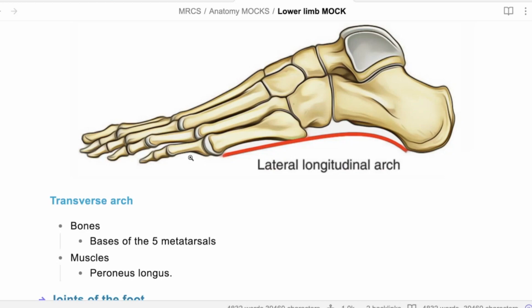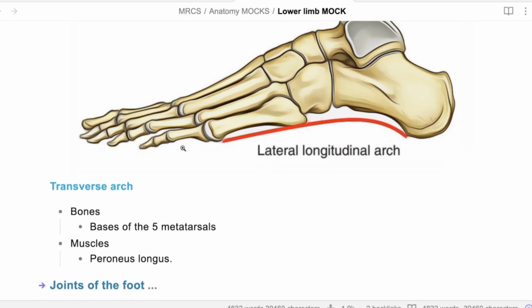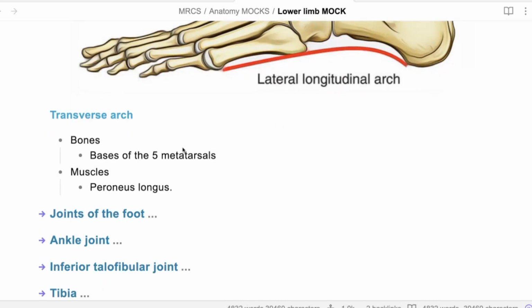Yes, sir. Okay. What about the talocalcaneonavicular joint, the TCN joint? Can you tell me the bones forming it and also the movements as well? Sir, it's formed by three bones: calcaneum, talus, and navicular bone. This is basically a ball and socket joint, and this also supports the inversion and eversion of the foot.